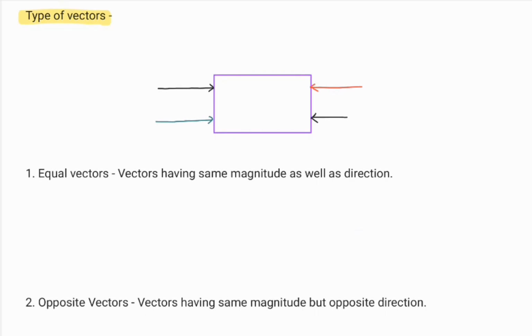For better understanding, let us consider we are having one object and we have applied 4 forces on this object, and I am naming the forces as F of A, F of B, F of C and F of D. These are the 4 forces that I have applied on the given object. Let us consider the magnitude of these forces: F of A is having a magnitude of 10 Newton, F of B is having a magnitude of 10 Newton, F of C is also having a magnitude of 10 Newton, and the magnitude of force F of D is 5 Newton.